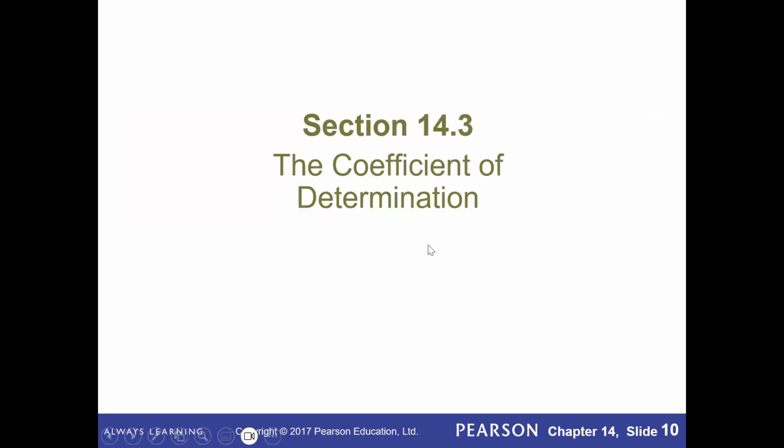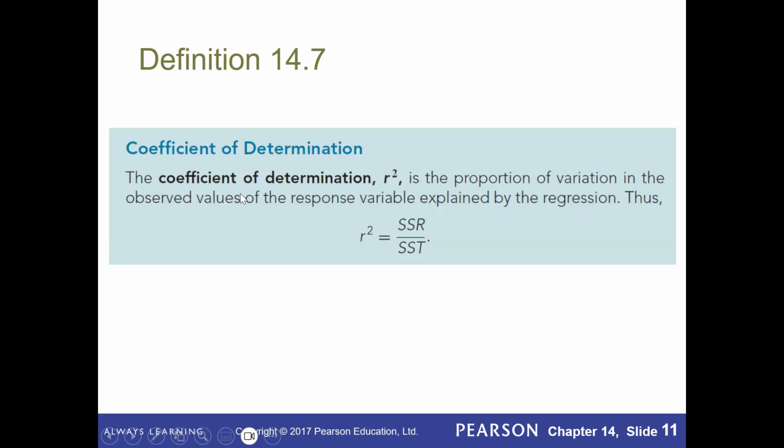So once we have constructed the regression line, we calculate some other parameters like the coefficient of determination. The coefficient of determination, denoted as r square, is the proportion of variation in the observed values of the response variable explained by the regression. Thus its formula is r square is equal to SSR, the regression sum of squares, divided by SST, the total sum of squares.